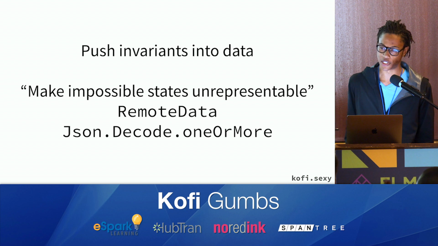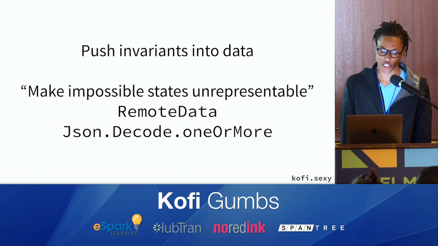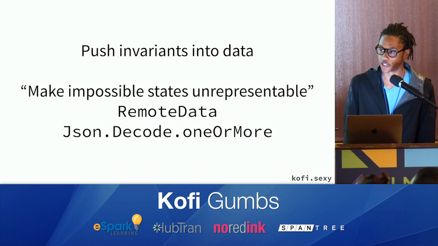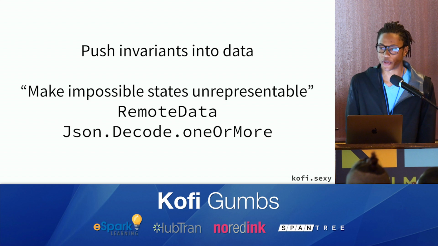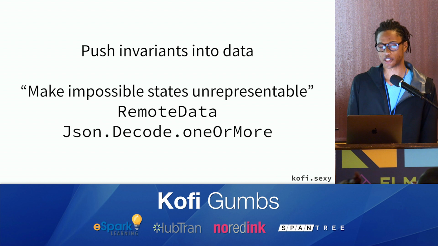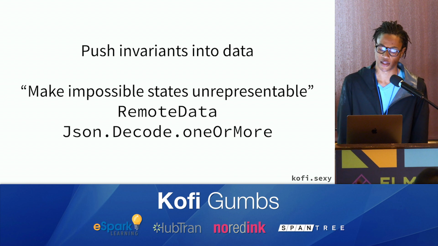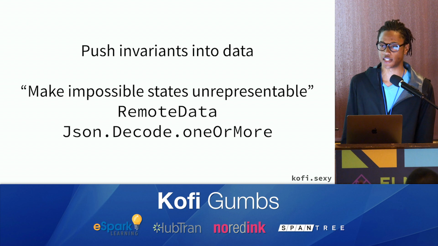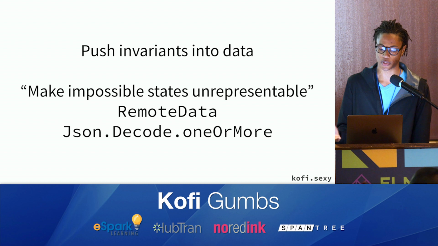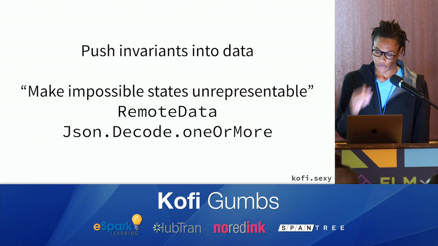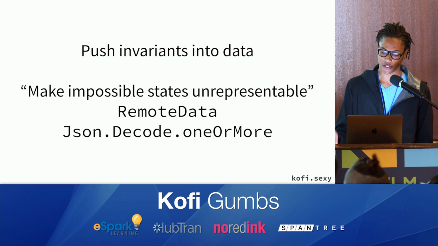A more recent example is a function in the JSON decode library. It's called oneOrMore, and this is for when you have a JSON blob and there's a list in it, and you know that the list will not be empty. And so oneOrMore is a way that you can encode with types that the list is not empty, and in fact your program cannot proceed down the happy path unless that list is actually not empty, because your program would not compile. So these are all examples of pushing invariants into data.